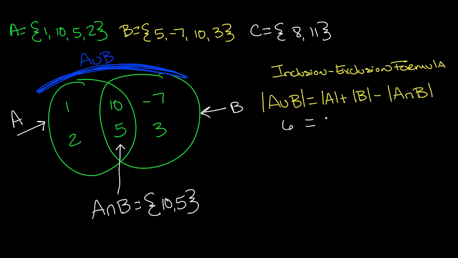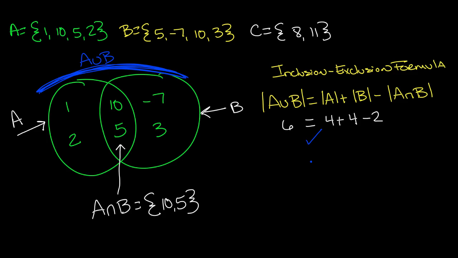Cardinality of A, 1 and 2 and 10 and 5, is equal to 4. Cardinality of B, 10 and 5 and minus 7 and 3, is equal to 4. And the cardinality of A intersect B, 10 and 5, is 2. So we're basically asking, is 6 equal to 4 plus 4 minus 2? And yep, turns out that's true.